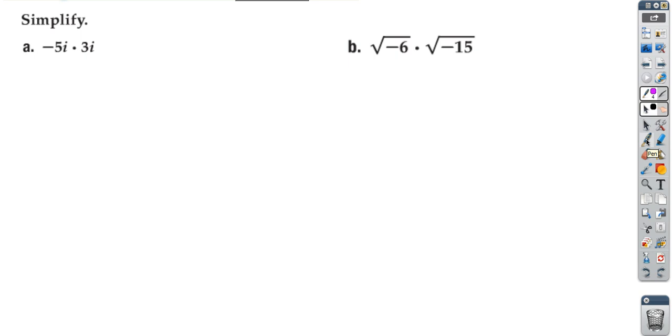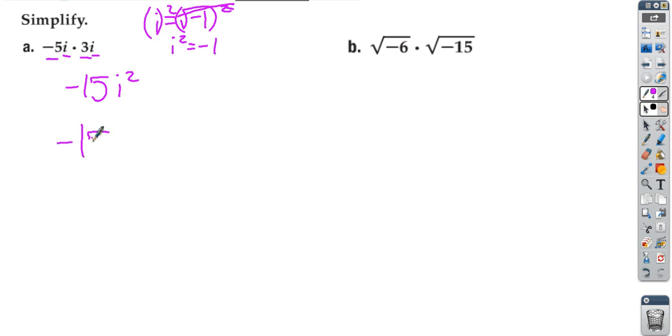So these are multiplying numbers together. Negative 5 times 3 is negative 15. i times i is i squared. Remember before that we said that because i equals the square root of negative 1, when you square it, these are going to cancel and you're just left with i squared equaling negative 1. So negative 15 times i squared, that's the same as negative 15 times negative 1, which is just positive 15.